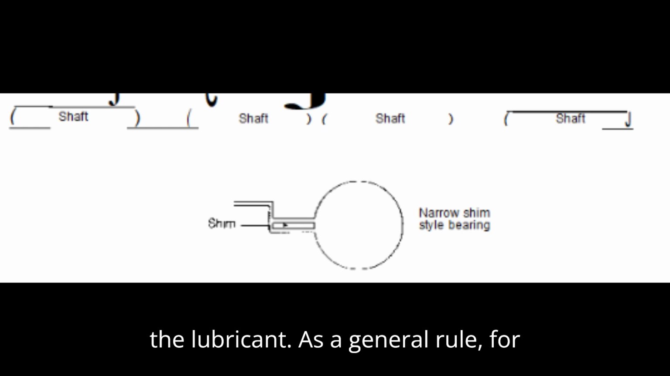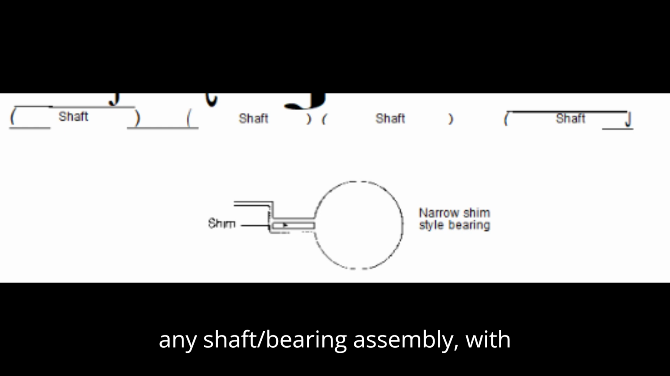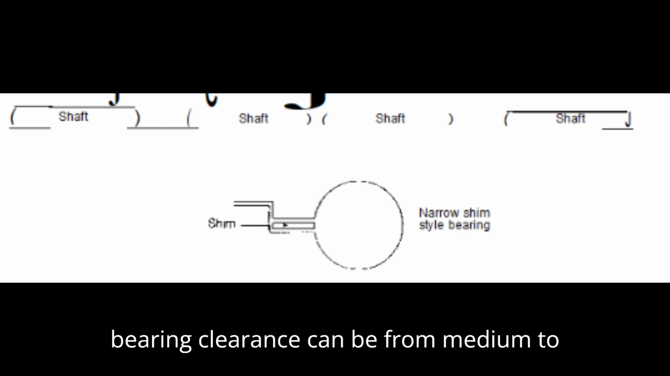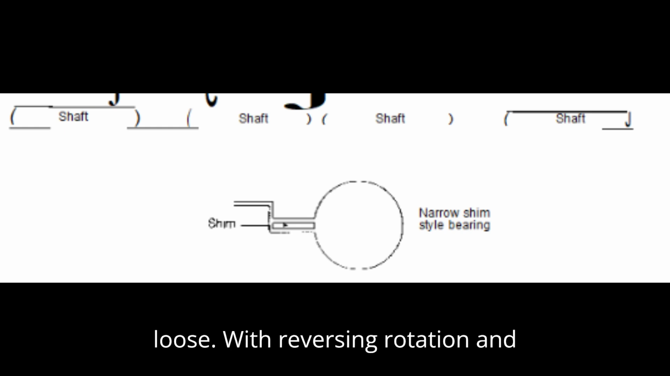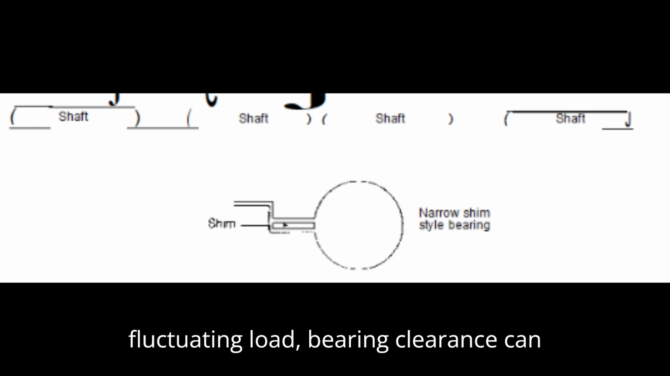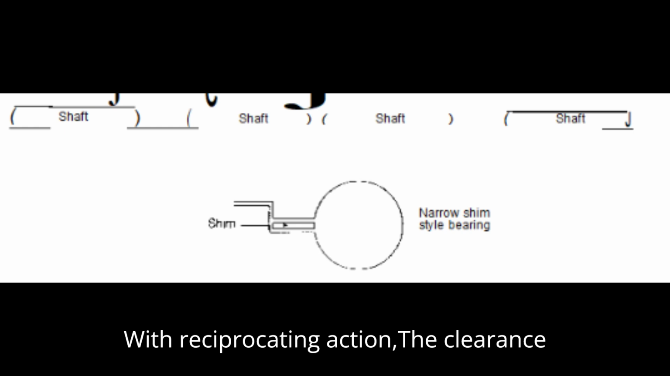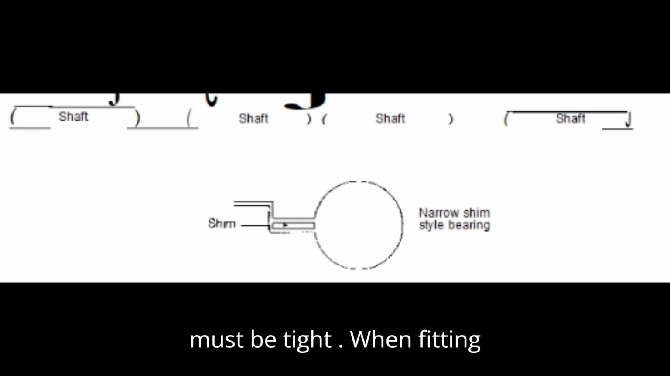As a general rule, for any shaft/bearing assembly with constant one-direction load and rotation, bearing clearance can be from medium to loose. With reversing rotation and fluctuating load, bearing clearance can be from medium to tight, see Table 1. With reciprocating action, the clearance must be tight, see Table 1.